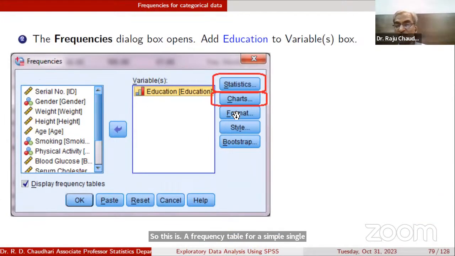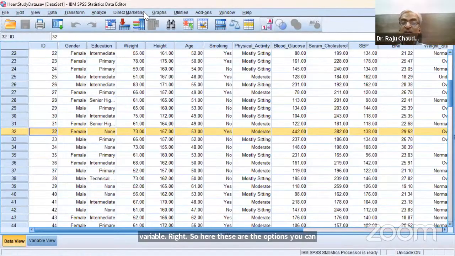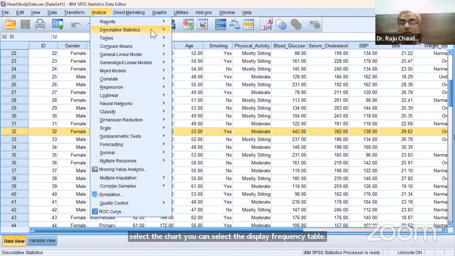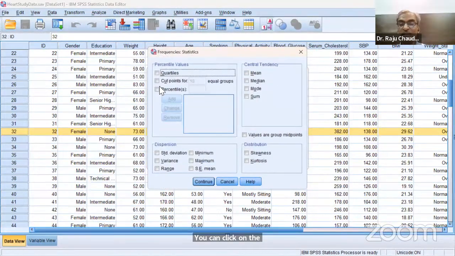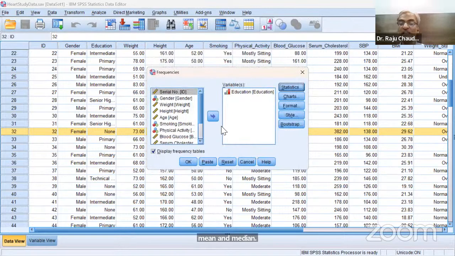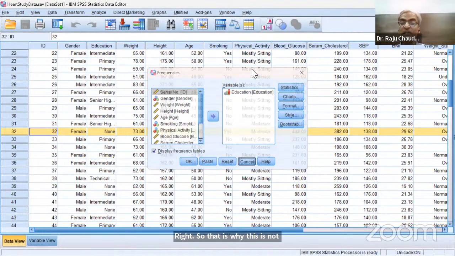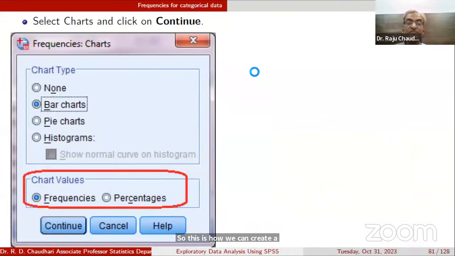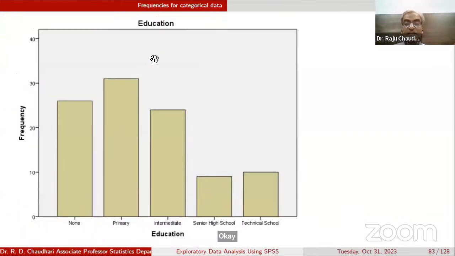Here these are the options. You can select the chart. You can select display frequency table. You can click on the statistics also, but actually it is not useful here, because for a categorical variable we cannot calculate mean and median. We can calculate mode, but not mean and median. So this is how we can create a frequency table. And this is a chart.